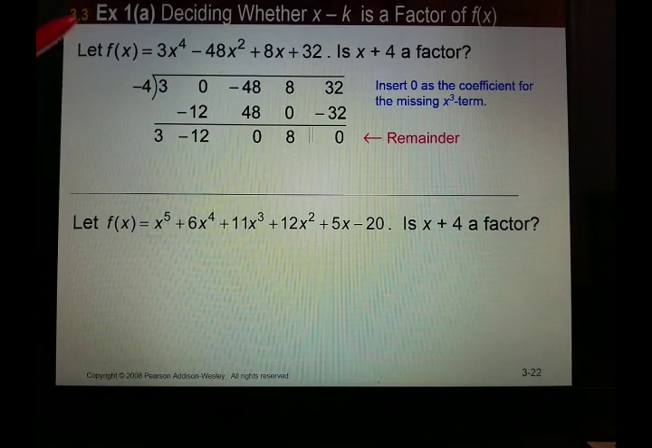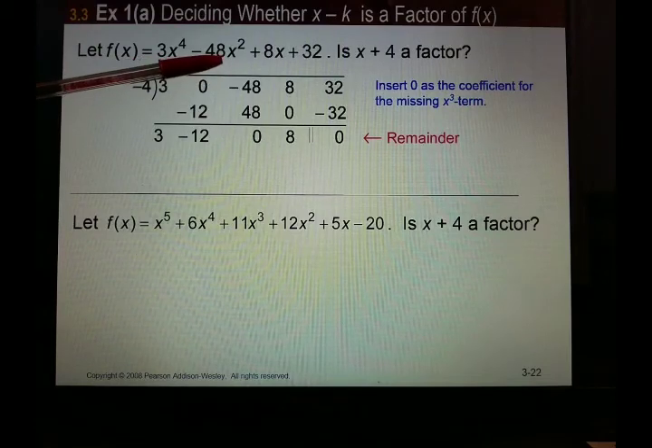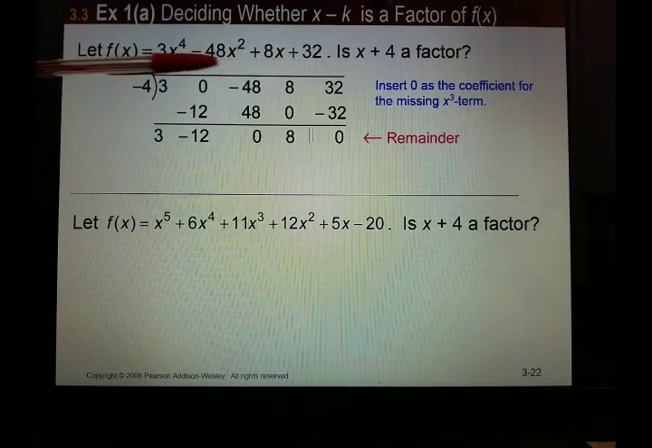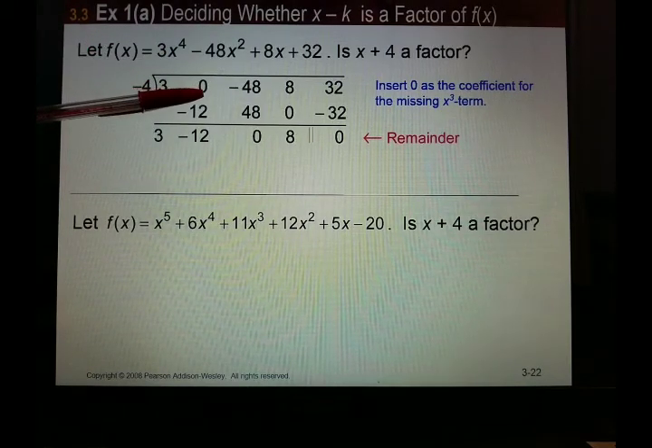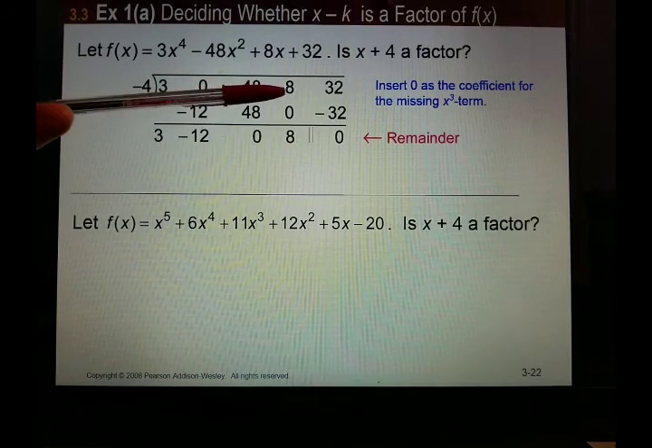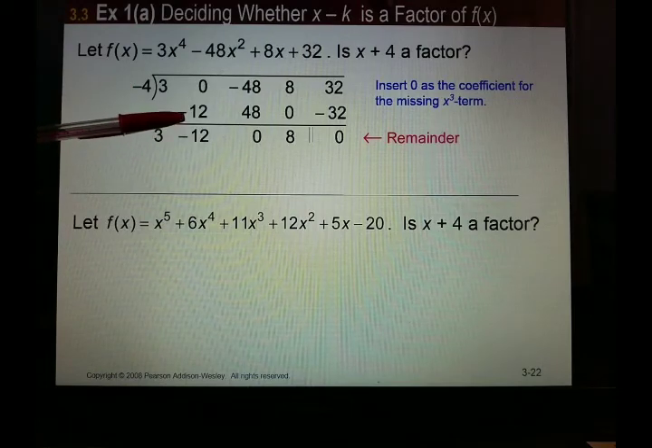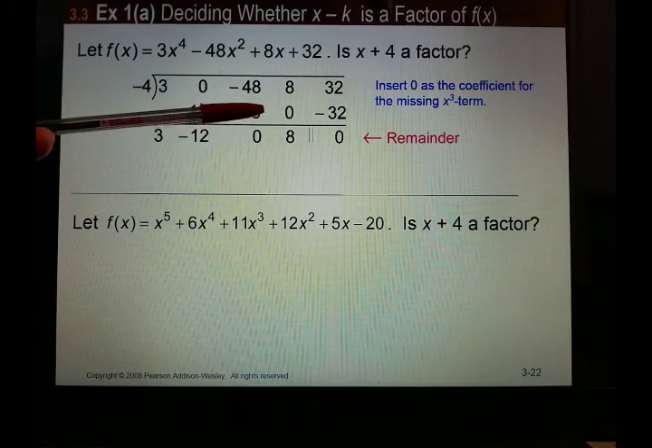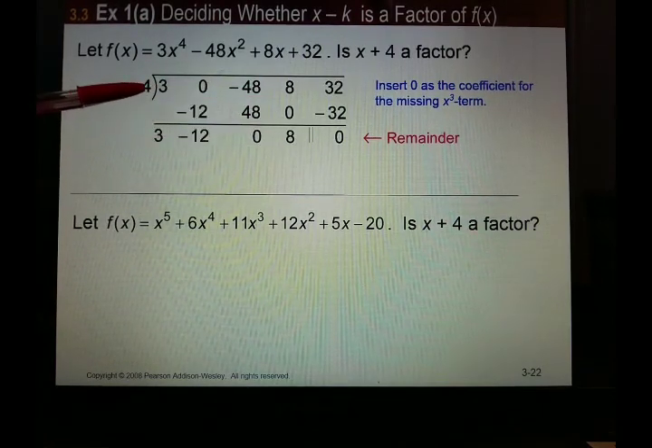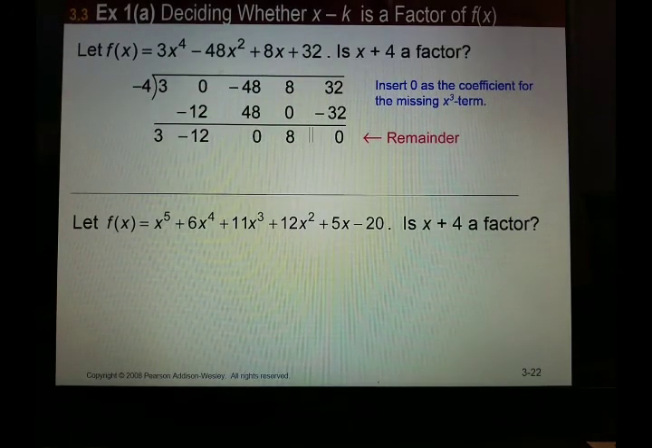Well, with synthetic division, I also had to realize here that I was missing an x to the third term. See, I have x to the fourth, x squared, the x term, and the constant. But I was missing x to the third. So notice the coefficients went 3x to the fourth, 0x to the third, negative 48x squared, 8x, and 32. You bring the 3 down, you multiply that with a negative 4, and then you add. You multiply that with a negative 4 again, and we add. 0 times negative 4, add the 8 plus 0, 8 times negative 4, and the remainder was 0. Since the remainder is 0, that would mean that x plus 4 is a factor of f of x.